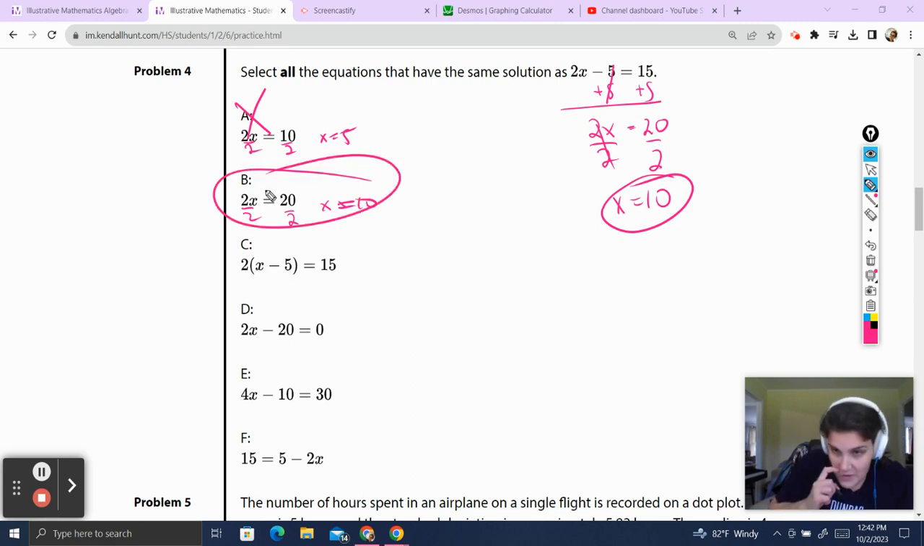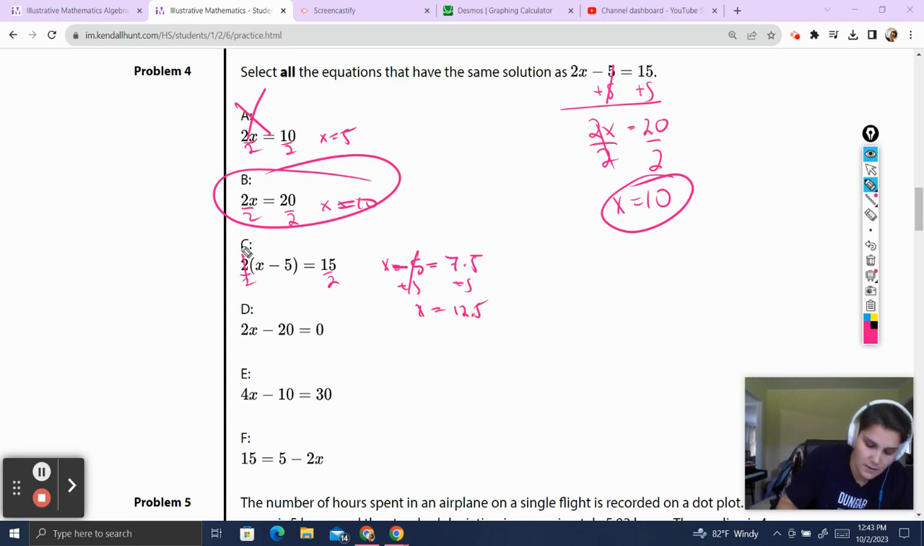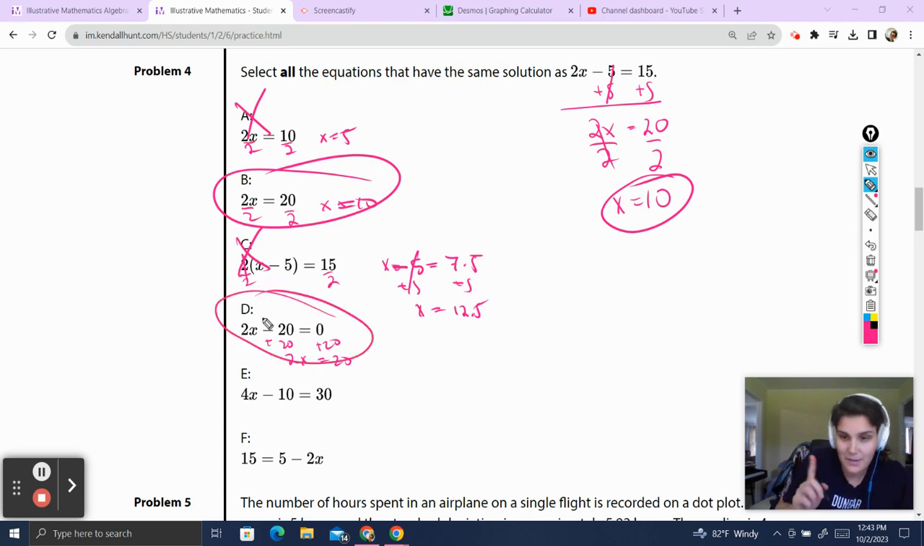Now, in this case, there's 2 ways to do these types of questions. I'm going to get rid of this 2 by dividing, which gets me x minus 5 is equal to 15 divided by 2, which is 7.5. I add 5 to both sides. X is equal to 12.5, not equal to 10. Keep it moving. In this case, I'm going to add 20 to both sides. I get 2x is equal to 20. I notice it's the same as B. I work smart, not hard, and I realize that's the correct answer.